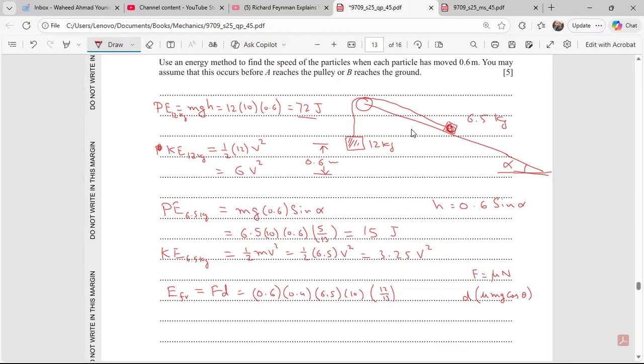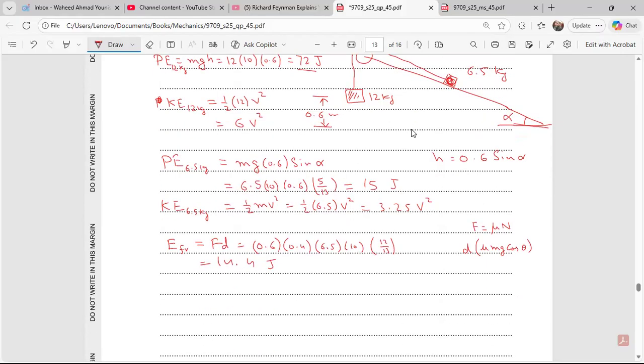Okay, let me do this calculation quickly as well. It is 0.6 times 0.4 times 6.5 times 10 times 12 divided by 13. So this comes out to be 14.4 joules. Okay, now we have calculated all the energies.